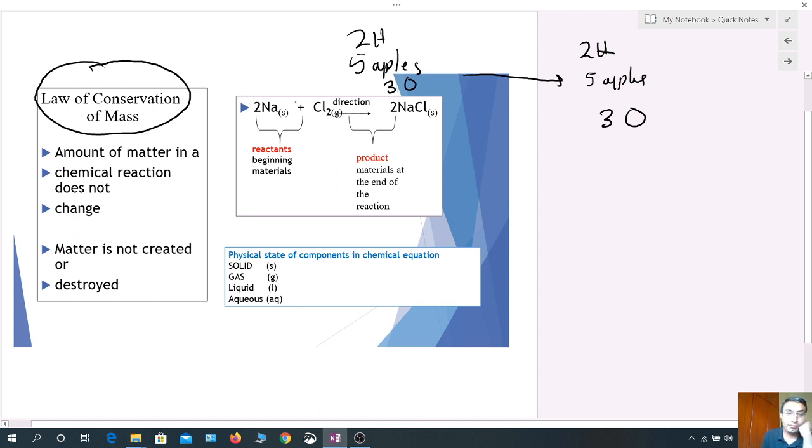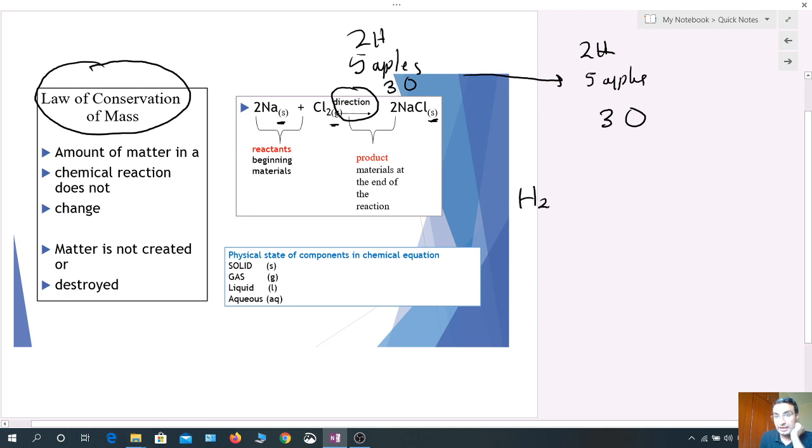Here, in the formation of sodium chloride, you can see sodium and chlorine are called reactants. Those elements before the arrow, or on the left side of the chemical equation, are called reactants. Those on the right side of the chemical equation are called products. Of course there is direction, as I told you. And also the state of each element we have to mention.